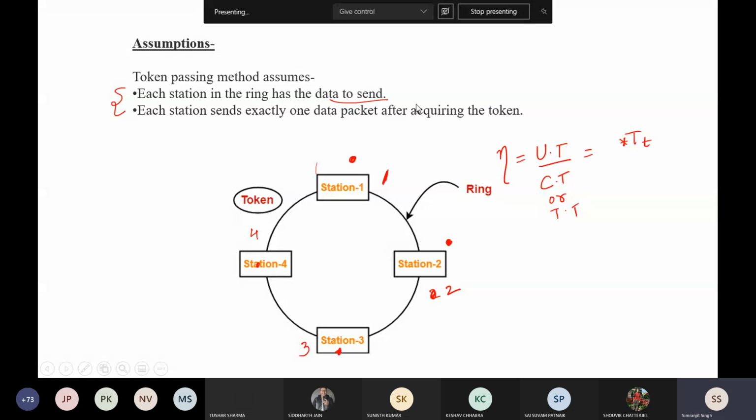Now it will be your useful time over the cycle time. What is the useful time here? Every station, when it gets the token, will try to transmit. For one station it will be TT, for n stations it will be n into TT. So if there are four stations, it is 4 into TT. That will be the useful time. And what will be the cycle time? We have already found it out. That will be the time taken by the token to reach the starting position, that is, the time required to travel the token across all of the stations, plus every station will hold the token for some amount of time. That is called your token holding time. So that will be the efficiency of token passing.